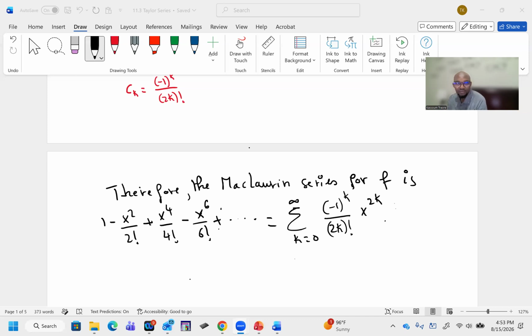Okay. So now let's check for convergence. Which test do you think is best to use here? We have already used it, so we will apply what? The ratio test.